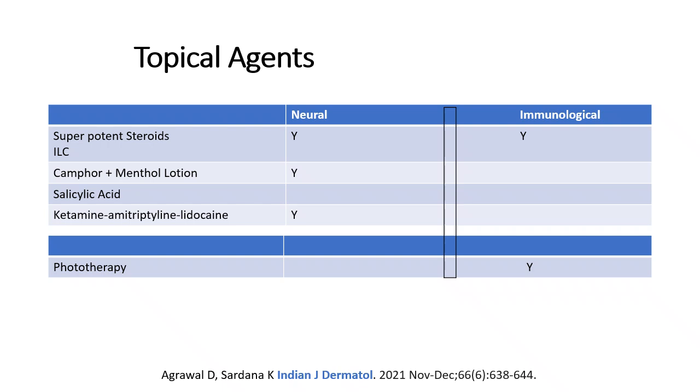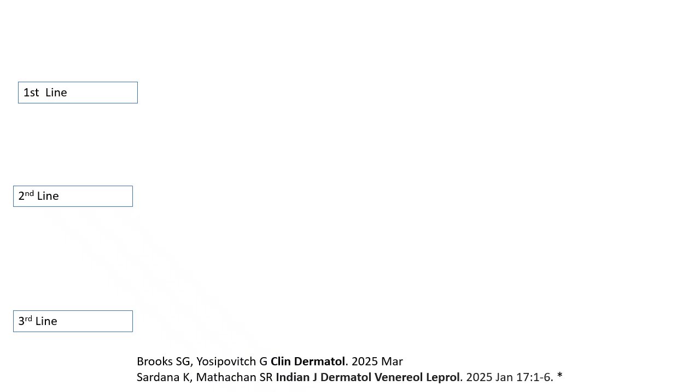One of my favorite topical agents in such cases is Prurigo. Very useful for doing authentic studies where you give topical camphor menthol and not steroids. Salicylic acid has been tried, but it's more like an exfoliant. The ketamine, amitriptyline, lidocaine topical combination is not there in this country. It's used in the West. Phototherapy has been shown to be effective, but we have not used it much. Now, these agents work very well for localized disorders, but for generalized prurigo nodularis, one needs systemic therapy.